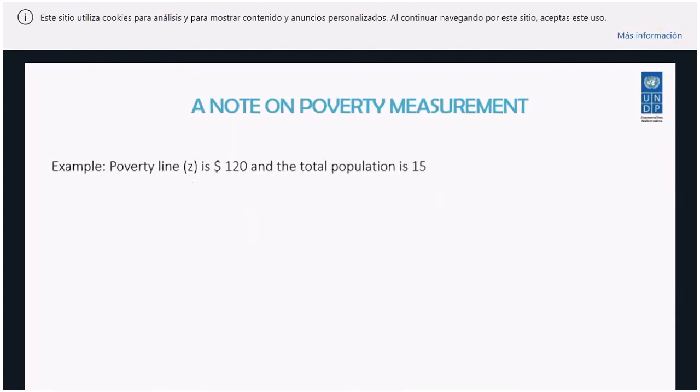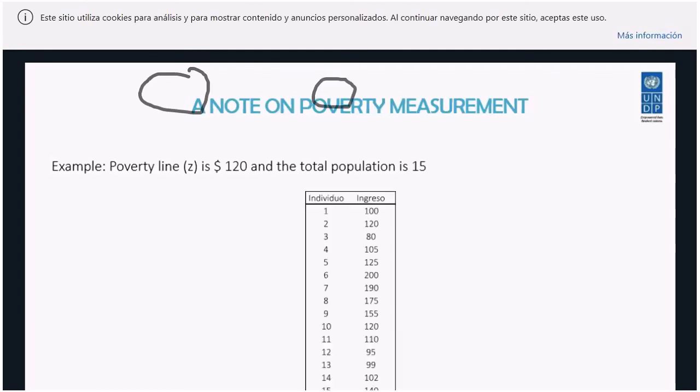How to measure poverty? Let's imagine that our poverty line is given, it's $120, or pounds or pesos, I don't know, and the total population is 15. So we can have this distribution of incomes for the 15 individuals, and we can count how many individuals are in poverty.